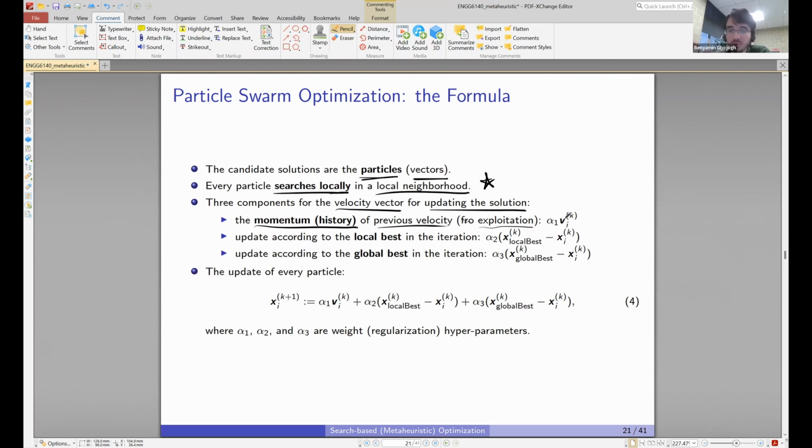This is also inspired by the momentum in classic optimization. So we also can move toward our local best in the iteration. That's for exploitation again. X_i^k is where we are now, and X local best is the local best. And we want to go toward our local best. That would be for exploitation, but we can also move toward the global best. That means the vector from X_i^k, where we are now, to the global best, and that's for the exploration.